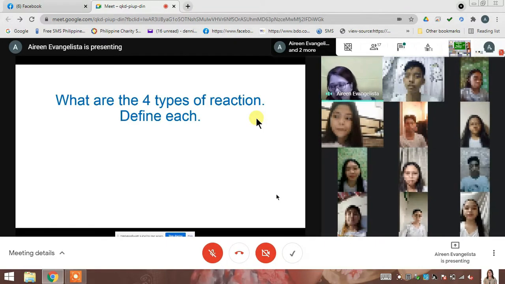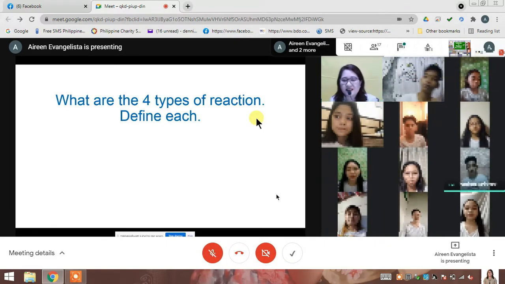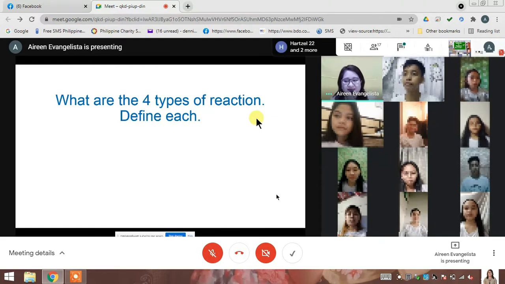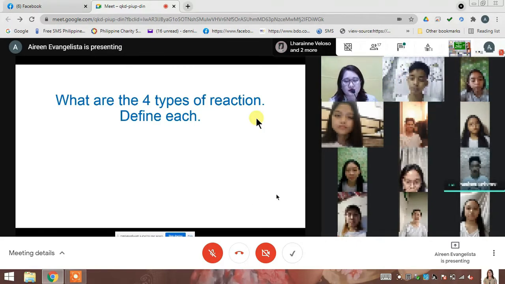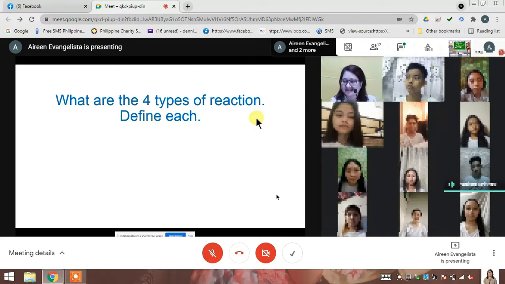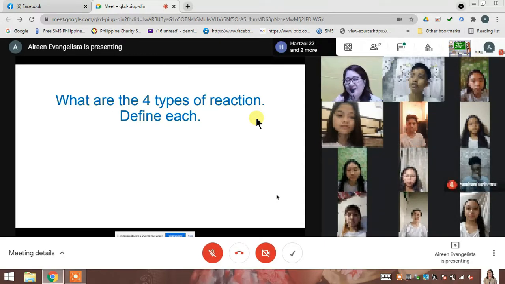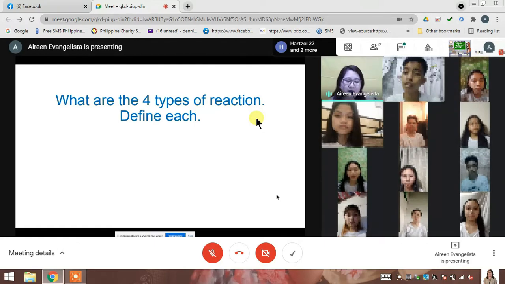Who is that? Yes, Nathan. The single replacement reaction is a chemical reaction in which one element is replaced by another in a compound. An example of a single replacement reaction is A plus BC yields AC plus B. Okay, very good. And the last one is the double replacement reaction.